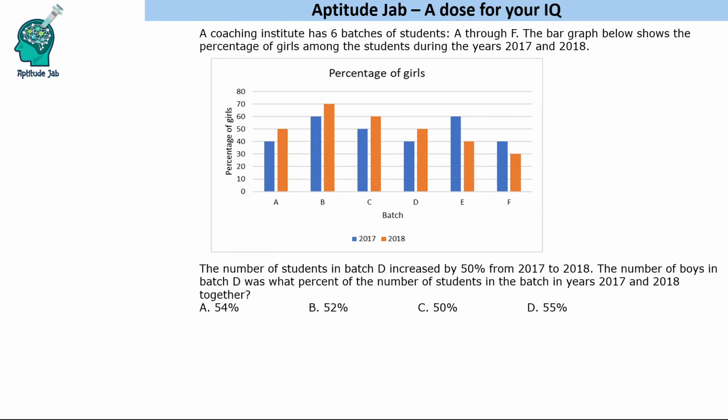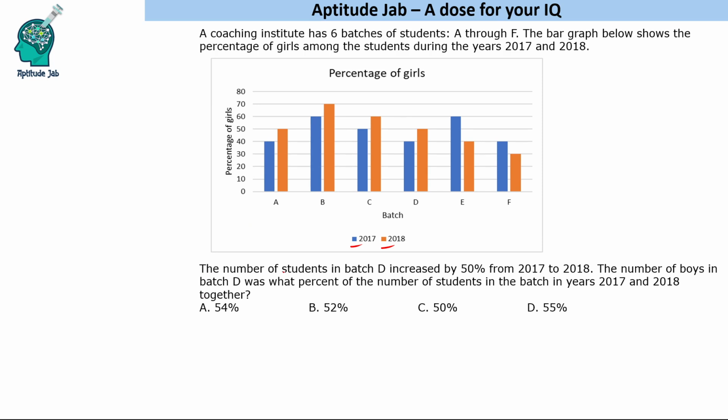This is a set based on bar graph. It says the coaching institute has 6 batches of students A through F, and the bar graph below shows the percentage of girls among the students during the years 2017 and 18. The blue graph is for 2017 and orange for 2018. This is the percentage of girls.